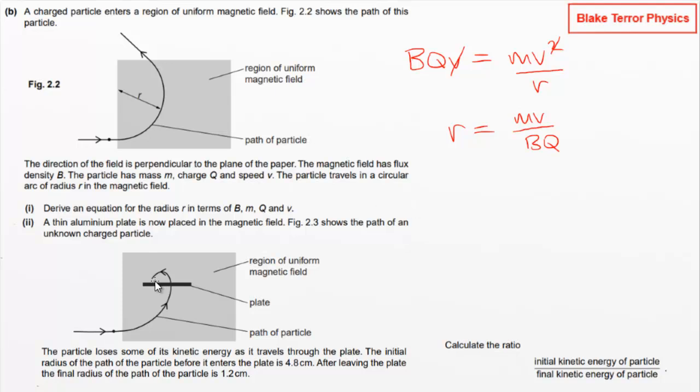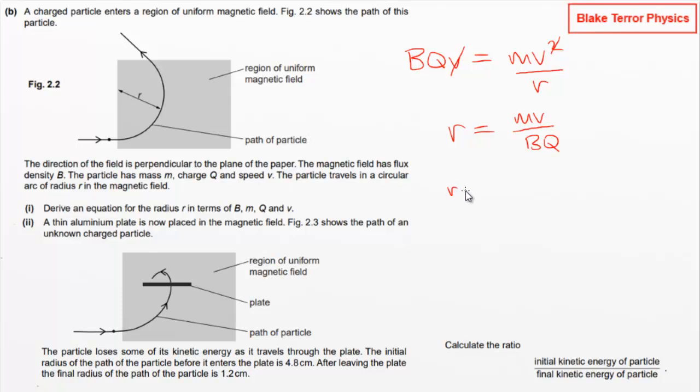A thin aluminium plate is now placed in the magnetic field. Figure 2.3 shows the path of an unknown charged particle. The particle loses some of its kinetic energy as it travels through the plate. The initial radius of the path of the particle before the plate is 4.8 centimeters, and afterwards the radius is 1.2. So the radius has dropped to a quarter. Calculate the ratio of the initial kinetic energy to the final kinetic energy.